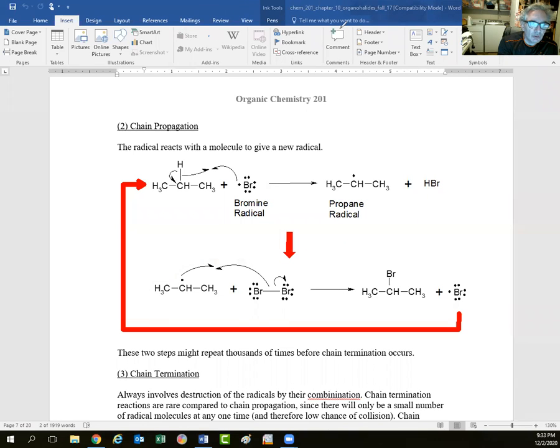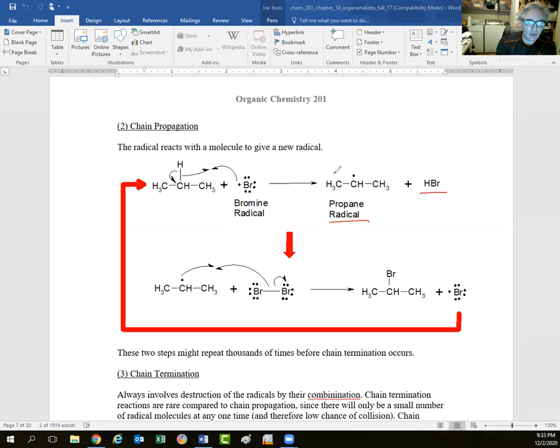Let's switch to red. And that carbon to hydrogen bond breaks. One of the electrons retreats back to the carbon, and one of the electrons combines with the radical bromine, taking the hydrogen with it. So we produce a small amount of hydrogen bromide, and we produce a propane radical in this case. A non-radical molecule reacting with a radical molecule will always produce a radical product, a molecule with an unpaired electron on one of the carbons.